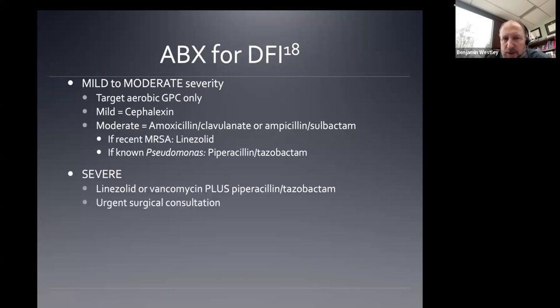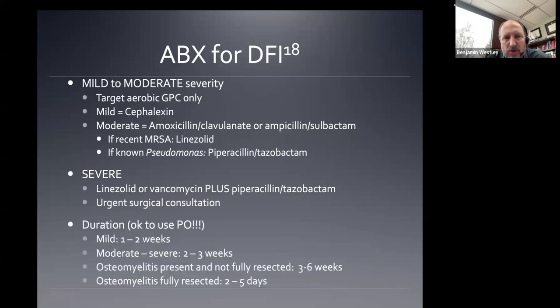When patients are unstable, just like with the necrotizing fasciitis patients we talked about, we recommend linezolid or vancomycin plus Piptazo, but they also, of course, need an urgent surgical consultation because if a patient is septic with a diabetic ulcer, then they're going to need some source control and could get very sick without appropriate surgical evaluation.